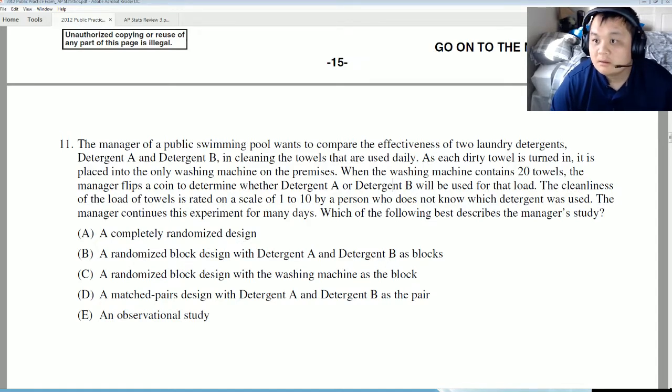So the way the manager works is that once 20 towels come in, he flips a coin. If it's heads, he uses detergent A. If it's tails, he uses detergent B. Once he runs that on the towel, he lets people rate the usage of the towel, right? From 1 to 10.